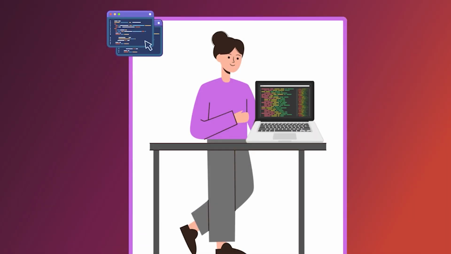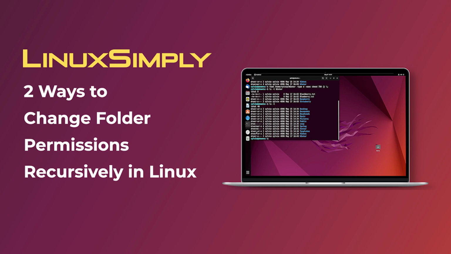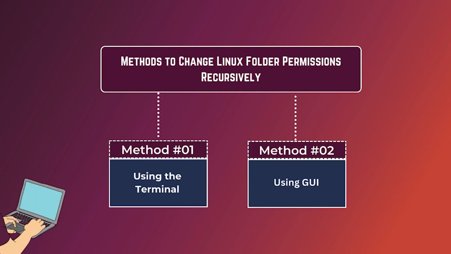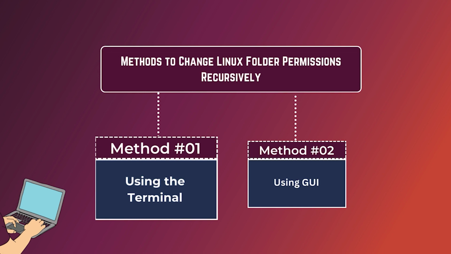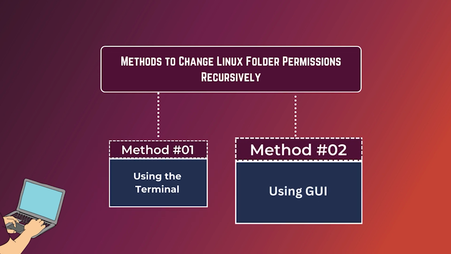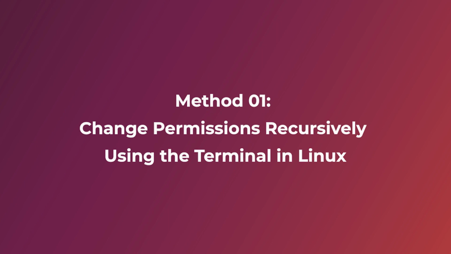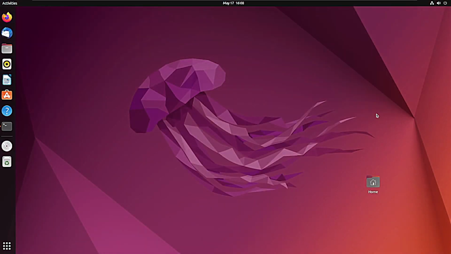In this video, I'm going to show you how to change folder permissions in Linux recursively. So let's get started. There are two methods to change folder permissions in Linux recursively. The first one is using the terminal and the second one is using GUI. At first, I'm going to show you some examples of changing the folder permissions recursively with the terminal. So for this, I'm going to open the Ubuntu terminal.